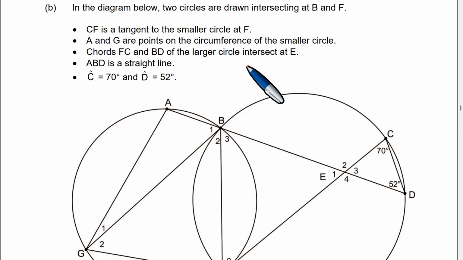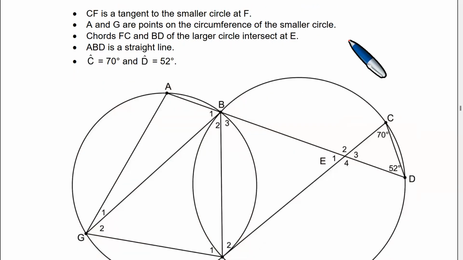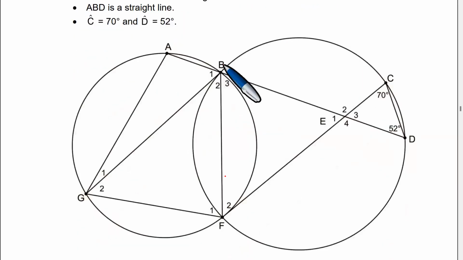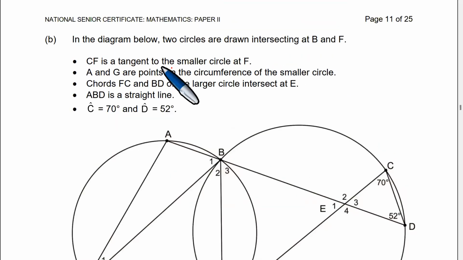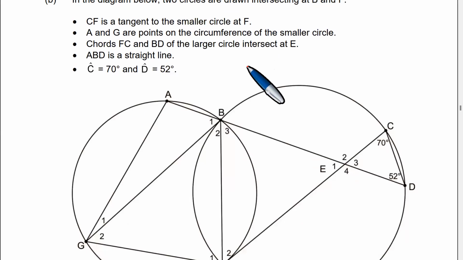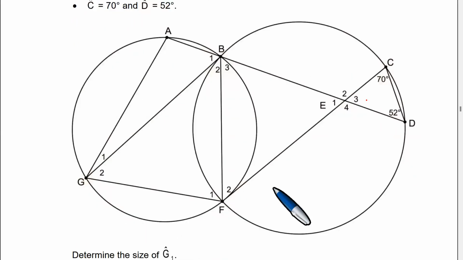Okay, in the diagram below, two circles are drawn intersecting at B and F. Here are the two circles. They actually intersect at B and F. CF is a tangent to the smaller circle at F. In other words, CF is a tangent. Note that.